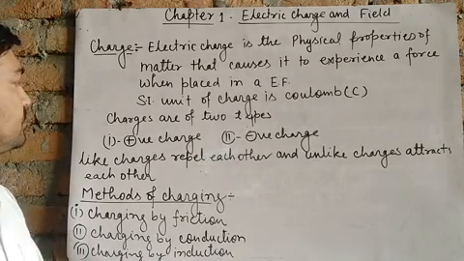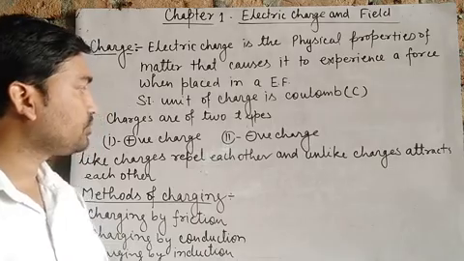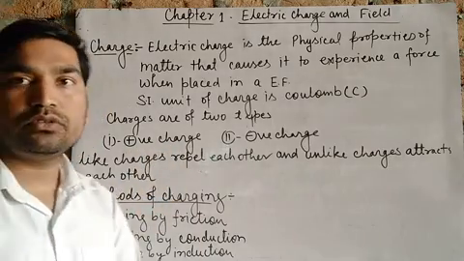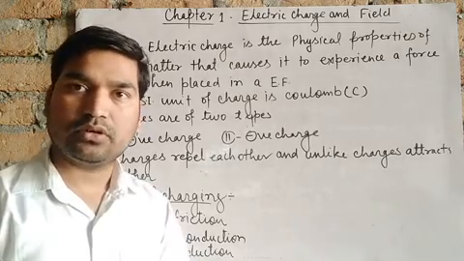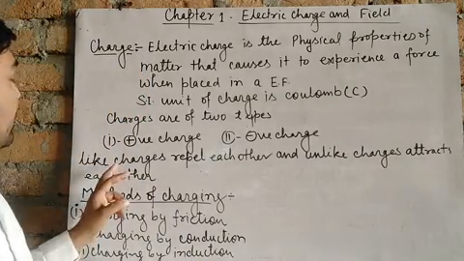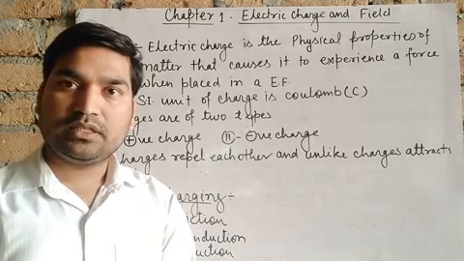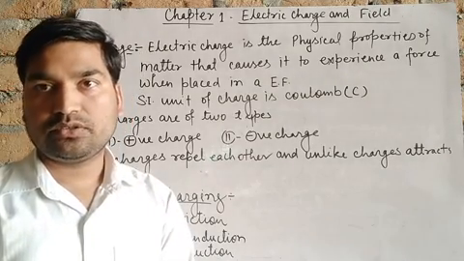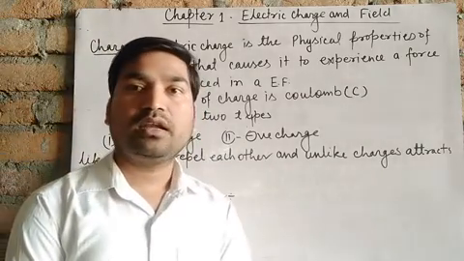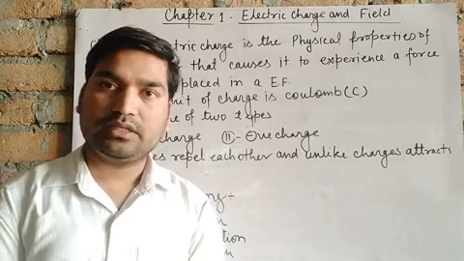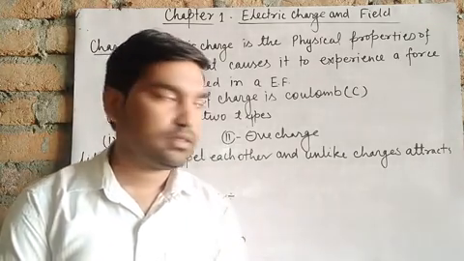Charges are of two types. First is positive charge and another one is negative charge. Positive charge is due to protons and negative charge is due to electrons. Like charges repel each other, it means positive charges repel each other and negative charges also repel each other. On the other hand, unlike charges attract each other.